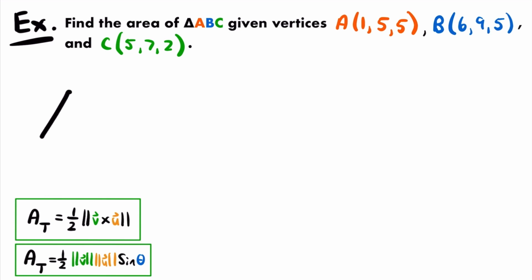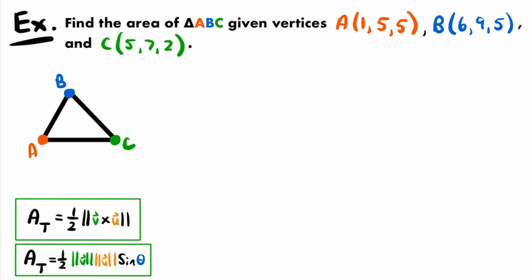Our triangle is going to look something like this, where this vertex could be point A, this vertex could be point B, and this vertex could be point C. We want to find the area of this triangle using vectors, and so what we would have to do is find two vectors that would represent two sides of this triangle. And so you have to be careful about how you choose these vectors. Remember that you want to make sure that both of them start at the same point, at the same vertex.